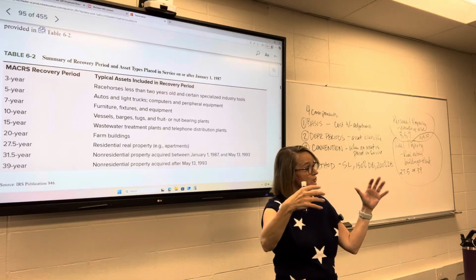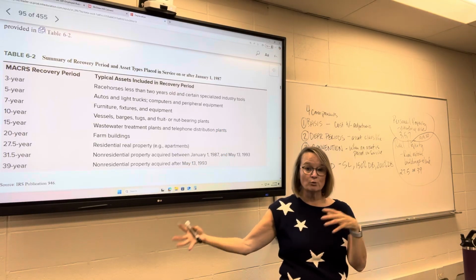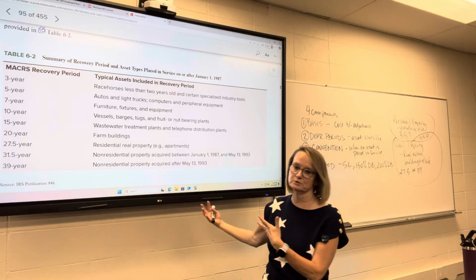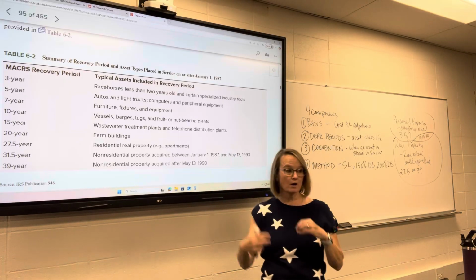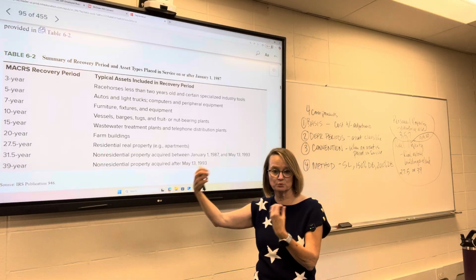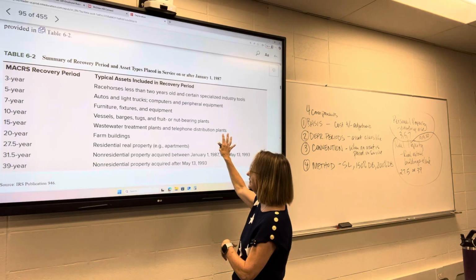Again, these are all things that are used in a business. So if you happen to have an orange tree on your personal property, you're not going to be depreciating your personal orange tree. This is if you are using it, you are making money off of it, you've got a business where you're producing oranges, that sort of thing.